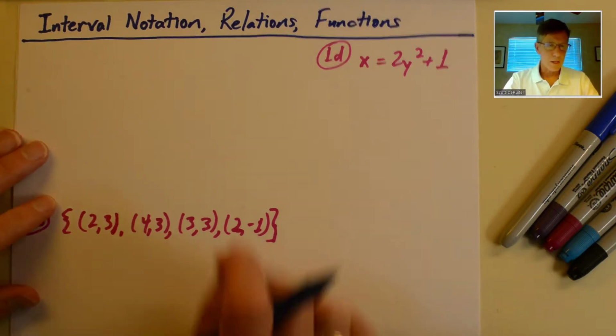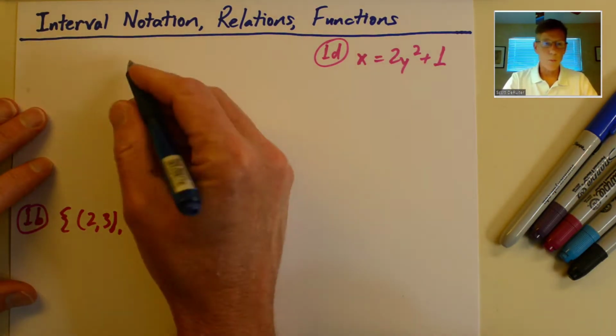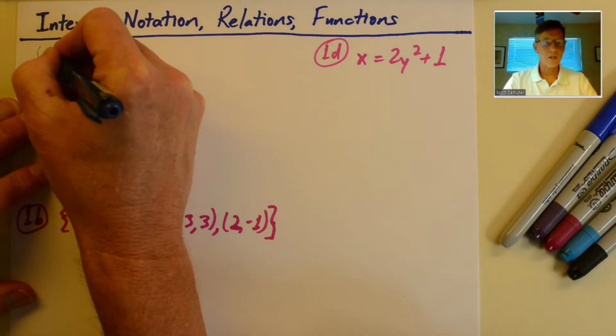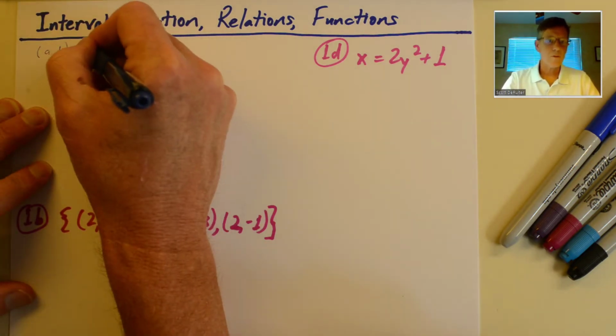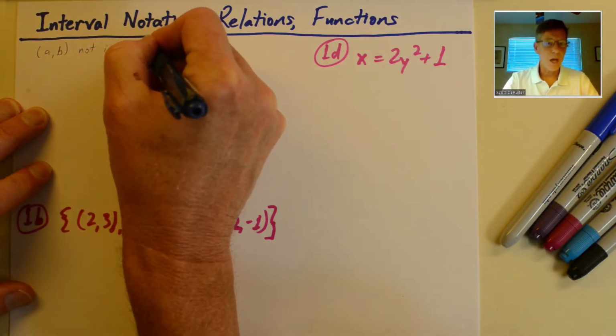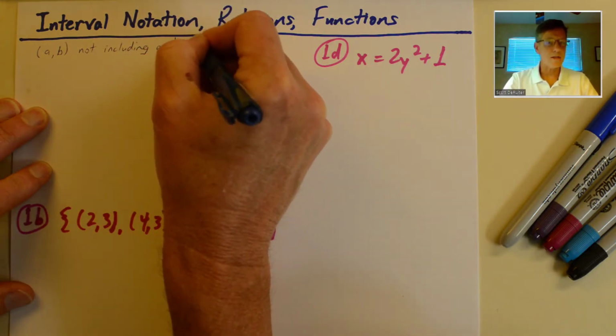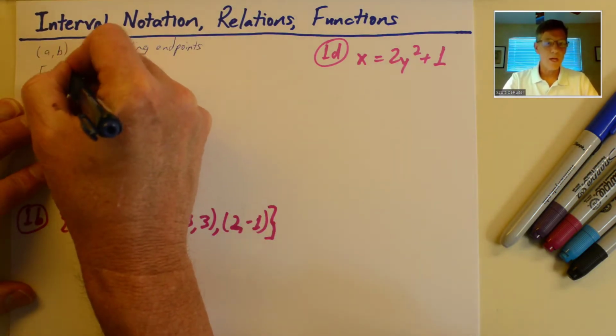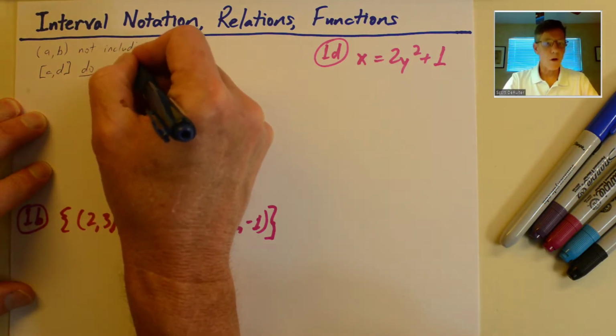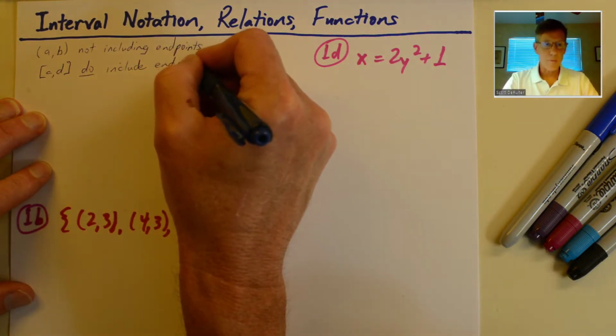So we are in section 2.1, and we're talking about interval notation and then relations and functions. First of all, for interval notation, if we use the parentheses, we're not including those endpoint values. If we use the brackets, then we are going to use those endpoint values.